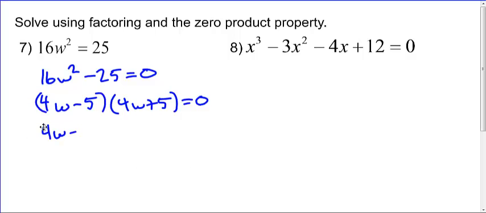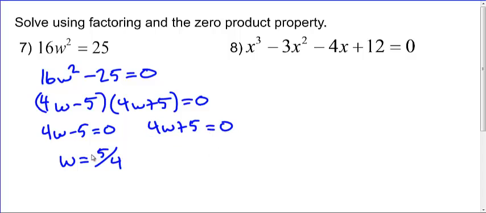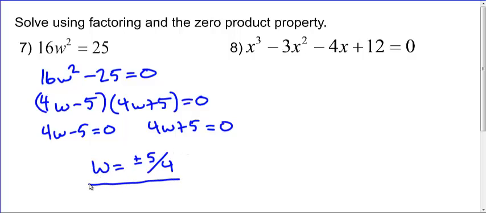And now I can go straight to the zero product property. Here I would have w equals 5/4. Over here, I'd get 4w plus 5 equals 0. That would give me a negative 5 divided by 4. Now, if you want to just do this at once, you can have your answer look like this. W equals plus or minus 5/4. And if you want to write it that way, it's great. If you'd prefer to do w equals positive 5/4 or w equals negative 5/4, that's lovely as well.